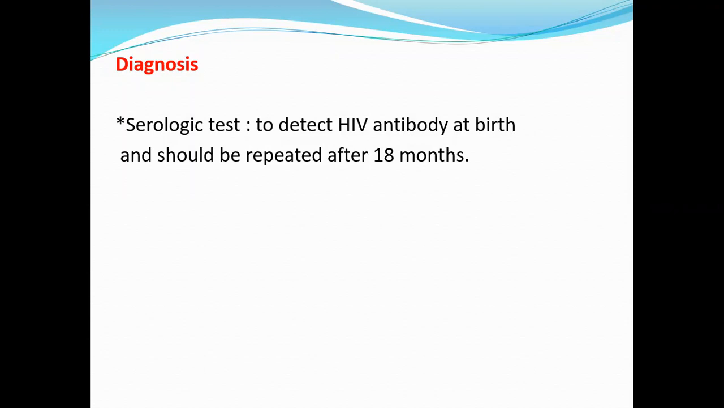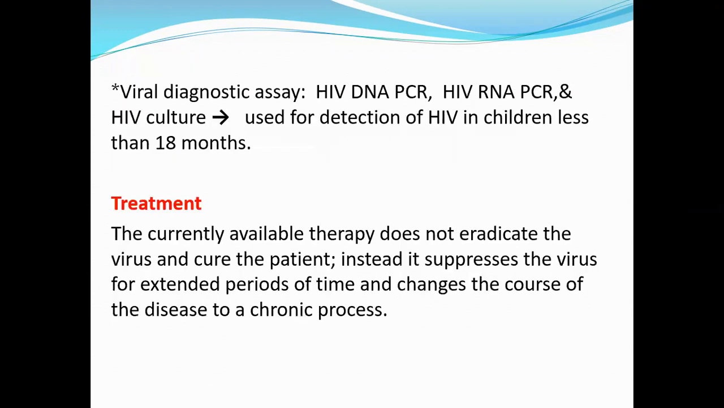If we have HIV antibody after 18 months and the child is positive, then it is infected. In order to be sure whether the child was infected before 18 months, we do another test. We can do HIV DNA PCR, HIV RNA PCR, and HIV culture. These are used to detect HIV in children less than 18 months of age.